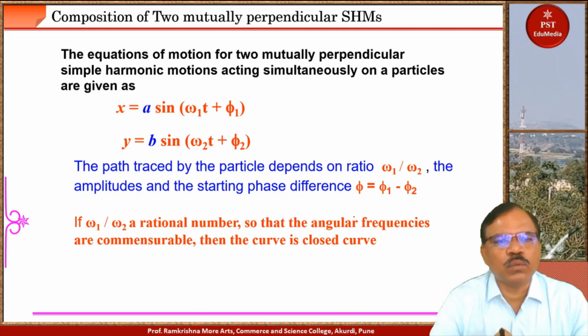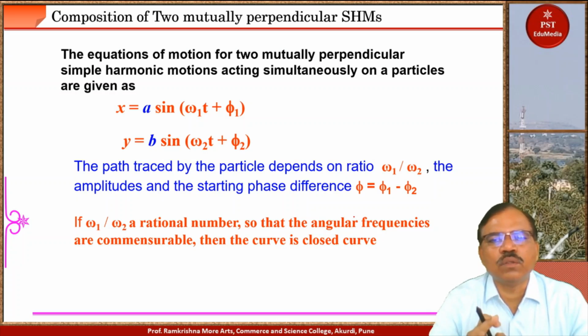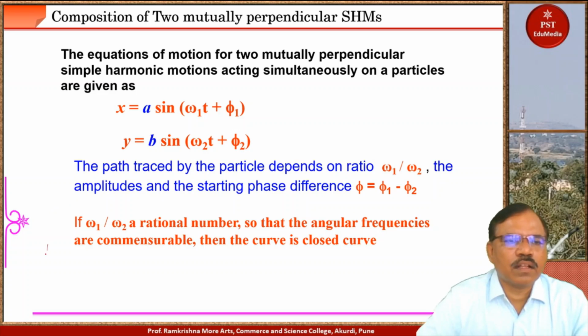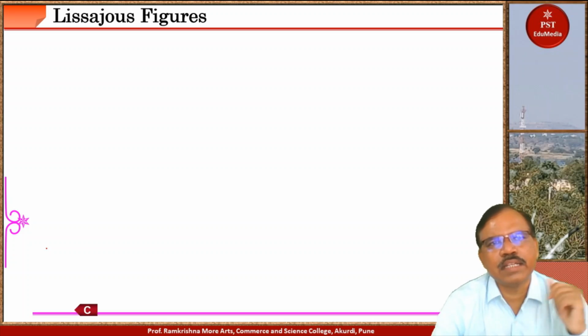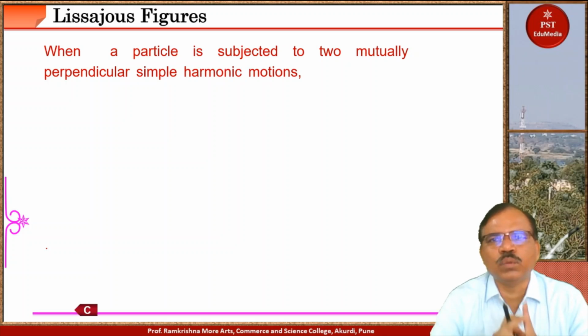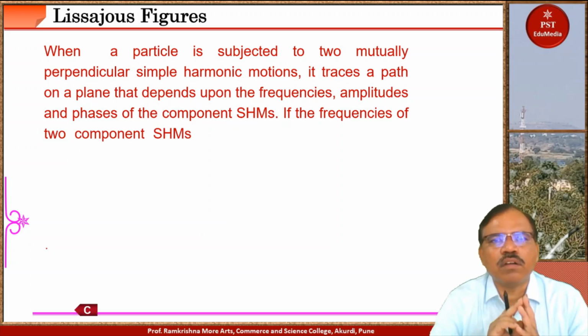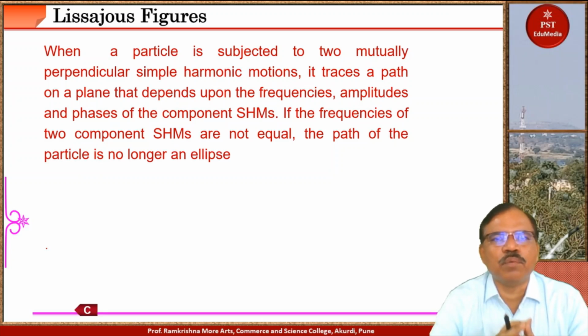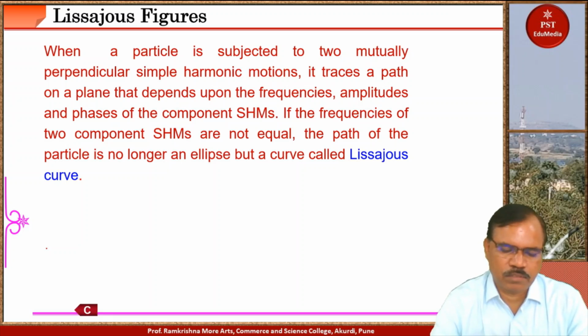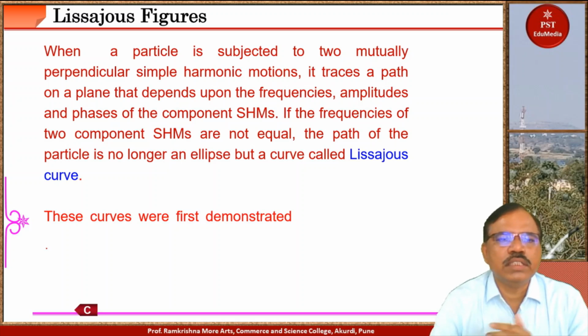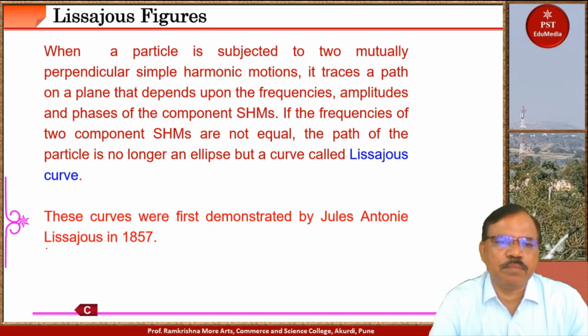If omega 1 upon omega 2 is a rational number, so that the angular frequencies are commensurable, then the curve is a closed curve. See here, this type of curve is a closed curve, and those figures are called Lissajous figures. So when a particle is subjected to two mutually perpendicular simple harmonic motions, it traces a path on a plane that depends upon the frequencies, amplitudes and phases of the component SHMs. If the frequencies of the two component SHMs are not equal, the path of the particle is no longer an ellipse but a curve called a Lissajous curve. These curves were first demonstrated by Jules Antoine Lissajous in 1857.